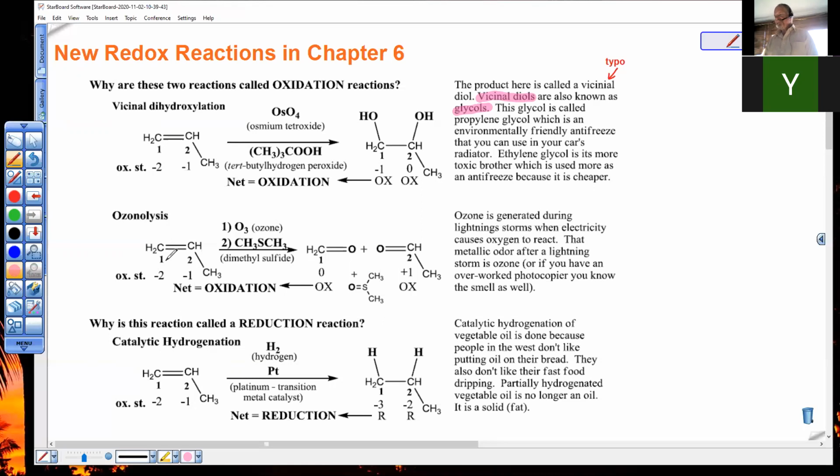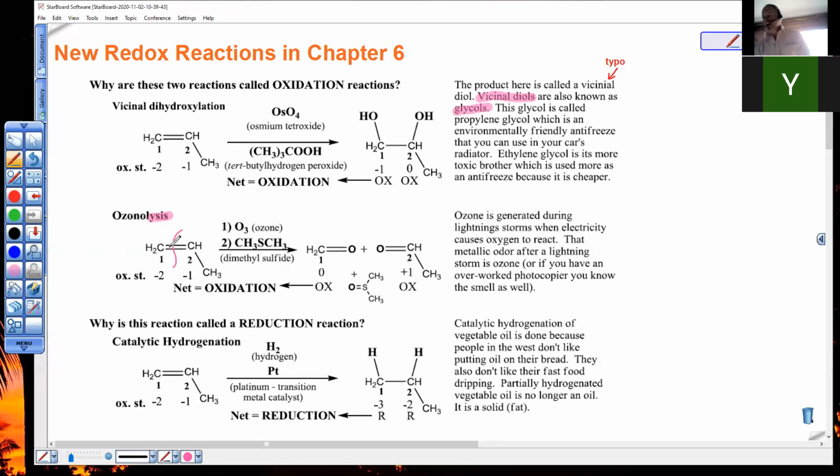Good regulation. Ozone can be used to pop open alkenes and cut them. The suffix here means cut, lysis. And you'll see we are lysing right here, cutting.